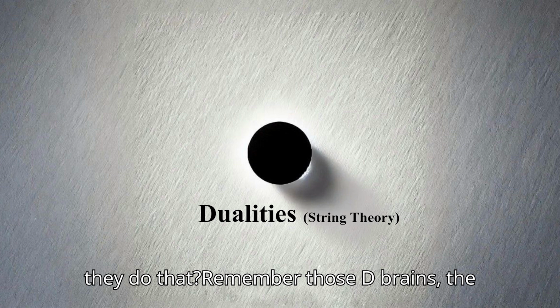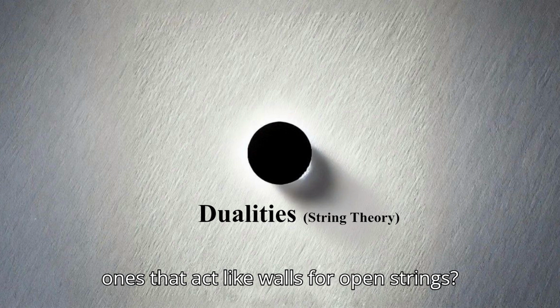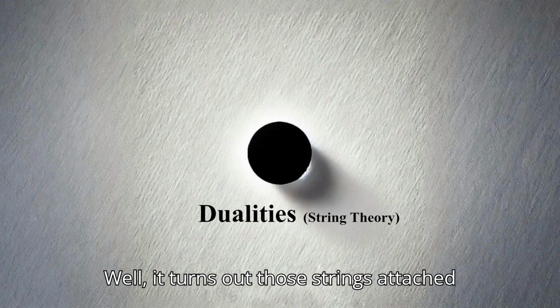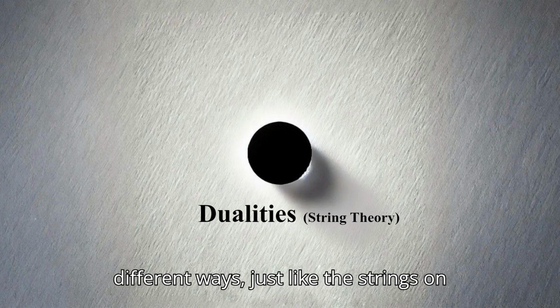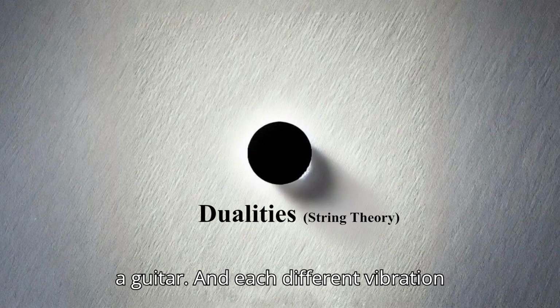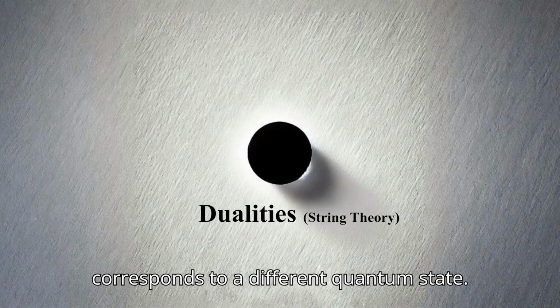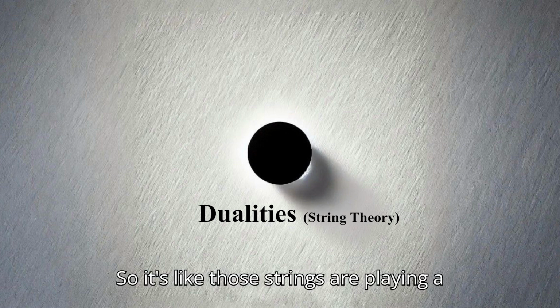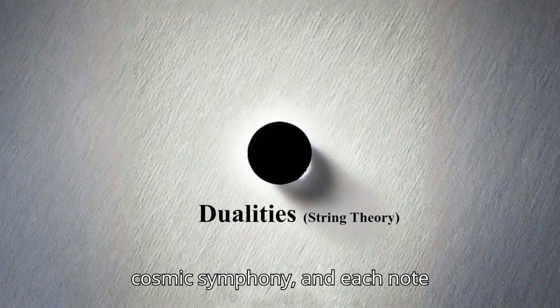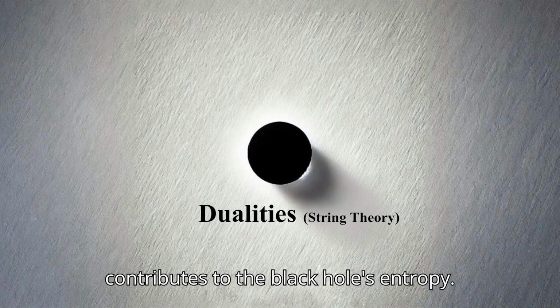Remember those D-branes? The ones that act like walls for open strings. Well, it turns out those strings attached to the D-branes can vibrate in many different ways, just like the strings on a guitar. And each different vibration corresponds to a different quantum state. So it's like those strings are playing a cosmic symphony, and each note contributes to the black hole's entropy.